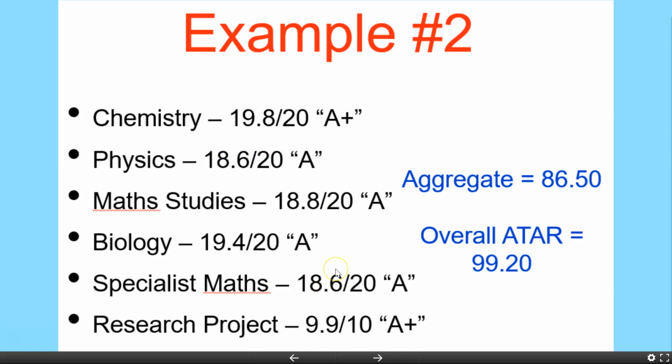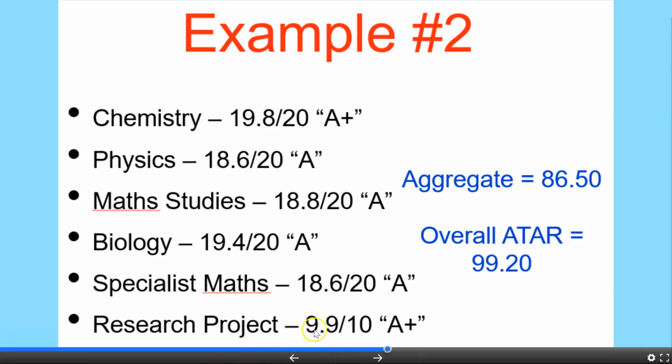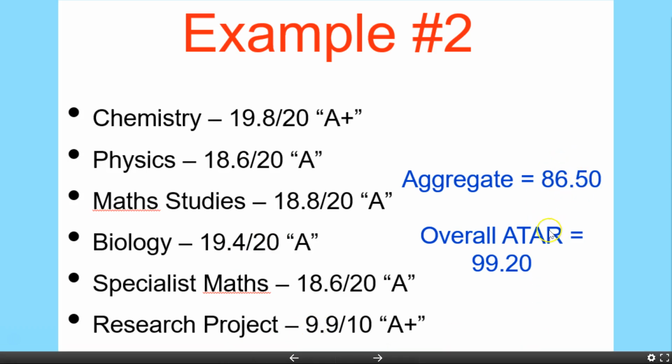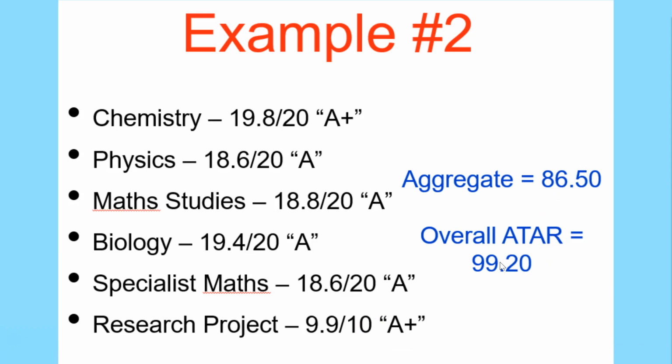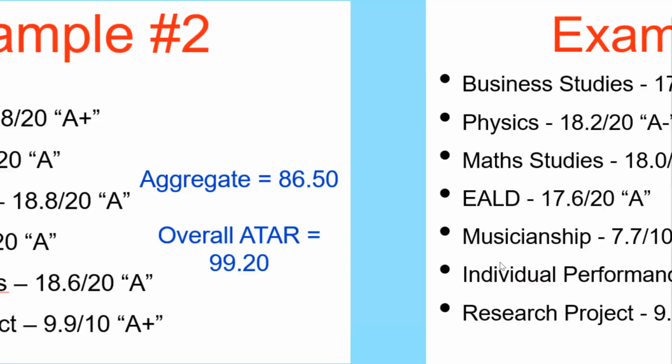So what will happen, probably because it will just go alphabetically, they would add up the chemistry score, physics, math studies, and biology, plus the research project, because that gives the best overall aggregate out of 90. The aggregate of 86.5 then translates to an ATAR of 99.20. So this student is actually in the top 0.8% of all students who do the SACE.